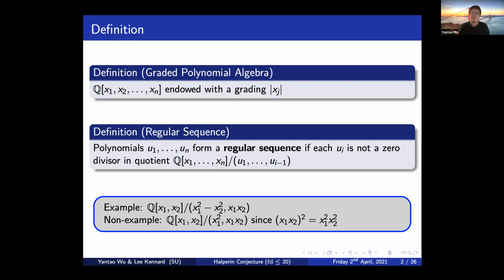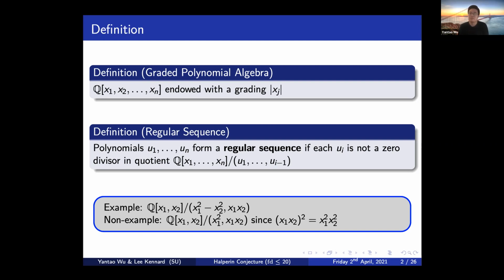And the second is a non-example. The first relation is x1 squared. The second relation is x1 times x2. We can see that the second relation is a zero divisor because the square of it will be x1 squared times x2 squared, so there will be a multiple of x1 squared.